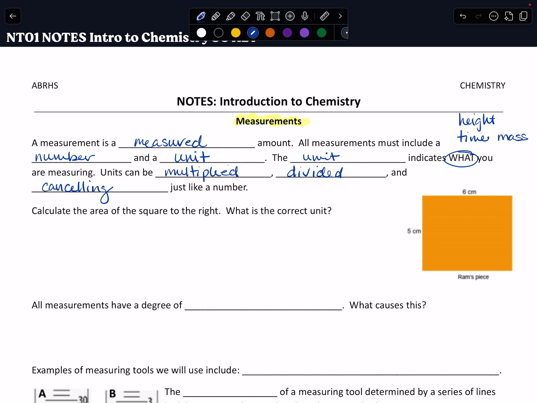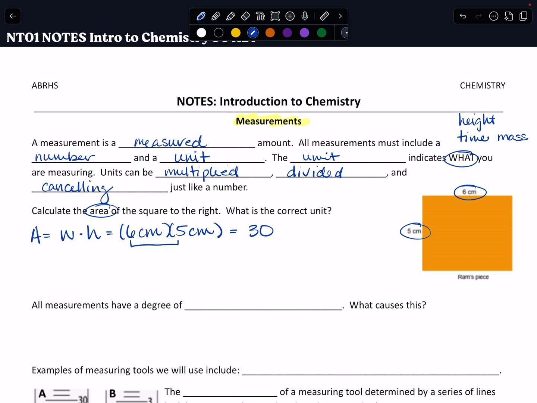All right, so we're going to do an example. We've got a square, or I guess it's technically a rectangle. It's got a measurement of 6 centimeters wide and 5 centimeters high. So if I want to determine the area of that square, I'm going to need to utilize the formula for area. So area is equal to width times height, or side one times side two, depending on what class you were in. And for us, that's going to be 6 centimeters times 5 centimeters. So I'm going to multiply the 6 and the 5, and I'm going to get 30.